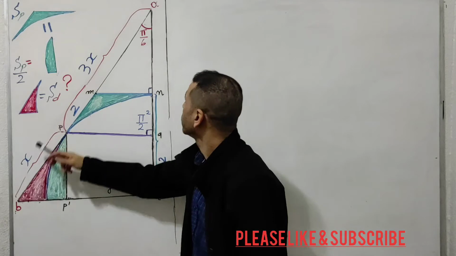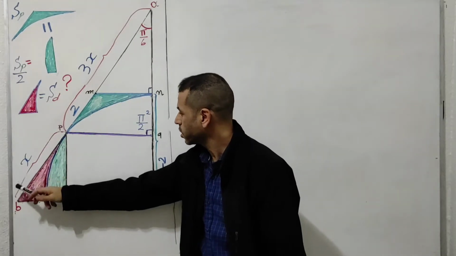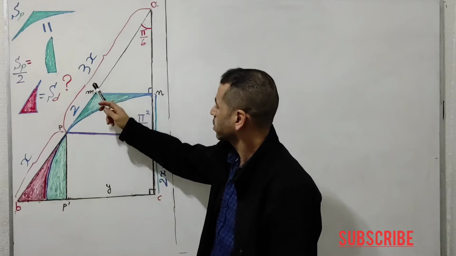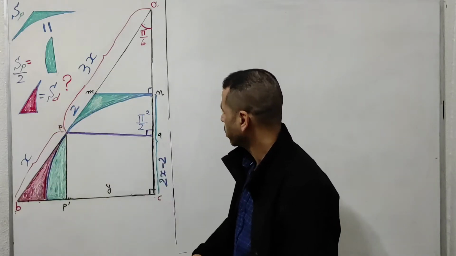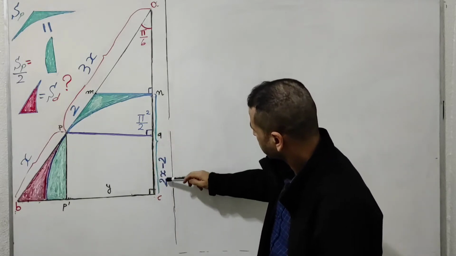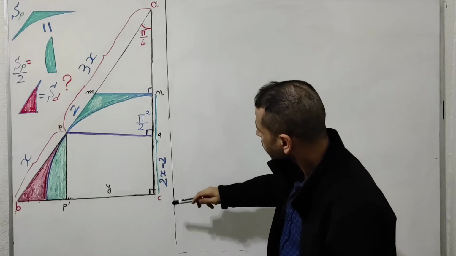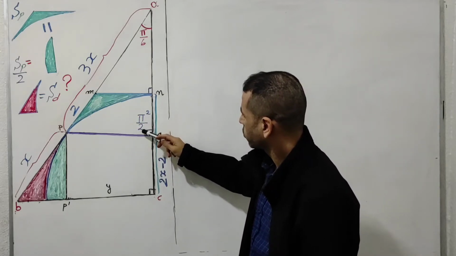And this segment BA is divided into three parts. We have x, we have 2, and 3x. The total distance of this segment BA is 4x, okay? And also the radius of this circle is 2x minus 2. The given information: this area is pi square over 2.